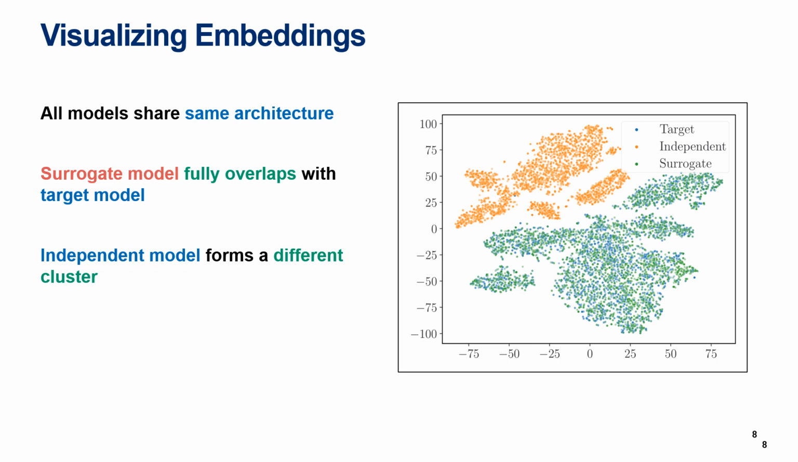Thus, we run a preliminary experiment in which we train many different target models as well as independent models which are exactly the same as the target model but trained independently with a different random seed, as well as some surrogate models. We find that when we visualize the embeddings using a TSNE visualization, the embeddings of the surrogate model fully overlap with the target model while the independent model forms a different cluster.